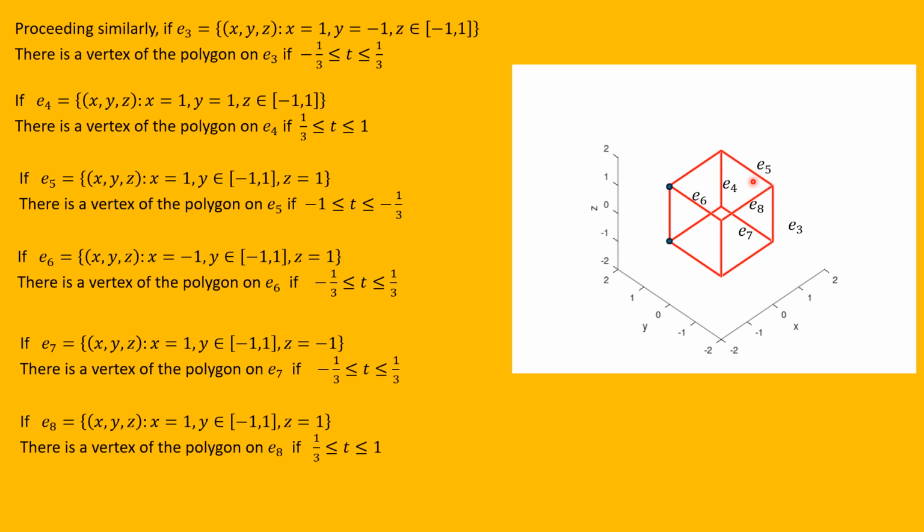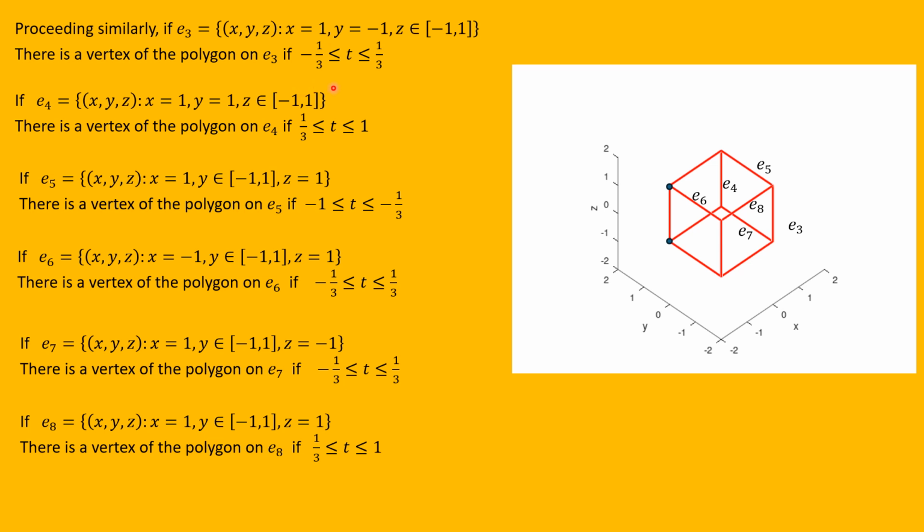E sub 5 is here. E sub 6 is here. E sub 7 is here. And E sub 8 is right here. And so what we do is solve inequalities similar to what we saw in the E sub 2 case.